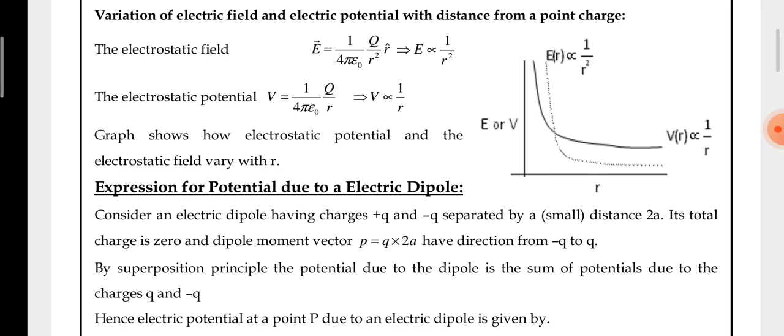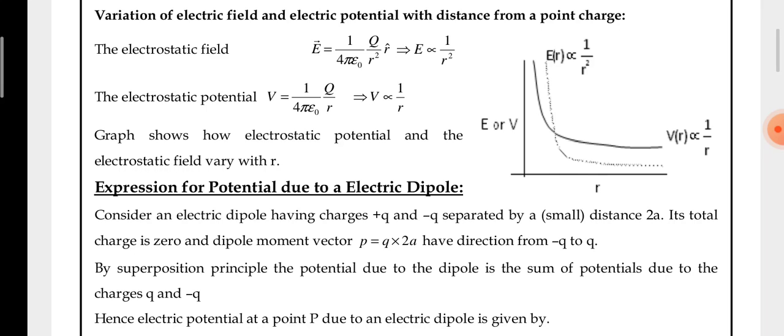From the equation, E is inversely proportional to the square of the distance. Electric potential V is inversely proportional to distance. So in the case of electric field, the variation is inverse square, but in the case of potential, the variation with distance is inverse but not squared. If you see the diagram, electric field is shown with the dotted line in the graph, and electric potential is shown with the solid line.